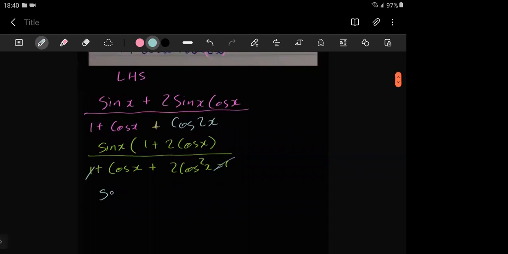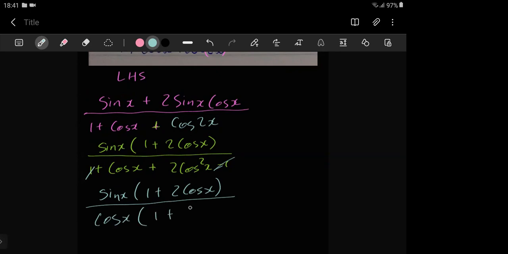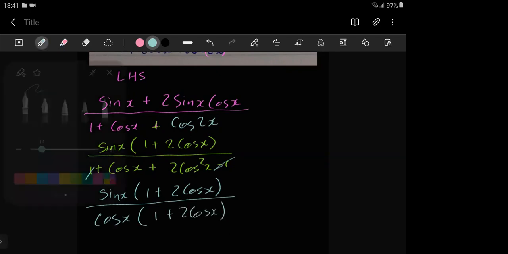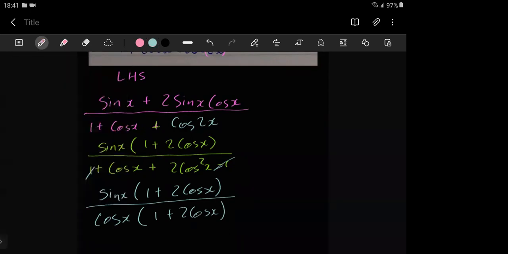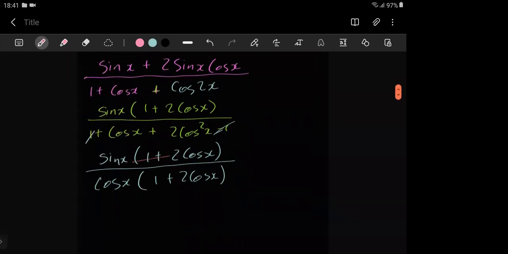And then what do we have? We have sine x at the top here, times 1 plus 2 cos x. At the bottom, if you look nicely, you can take out a cos as a common factor. So that'll be cos x here, and then 1 plus, and if you take out a cos, it's going to be 2 cos x left. And then, would you look at that? I think this question was just masked in whatever it was masked in.